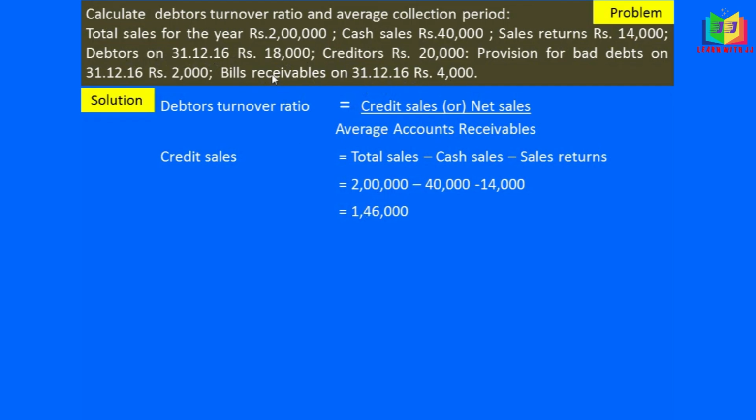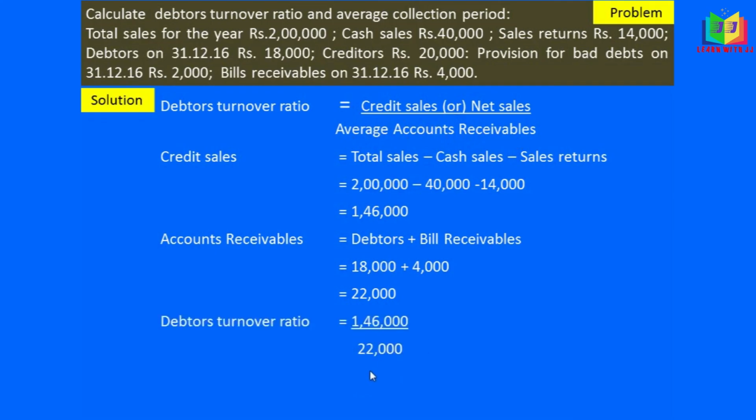Since we don't have the opening balance of debtors and bills receivables, we can just find the accounts receivable. No need to find the average, because we can't find the average. Here we have only the closing balance of debtors and bills receivables. So accounts receivables is debtors plus bills receivables. If we add that, we'll get 22,000. So we got credit sales and the accounts receivables, not the average. If we substitute in the formula, we'll get 6.64 times.